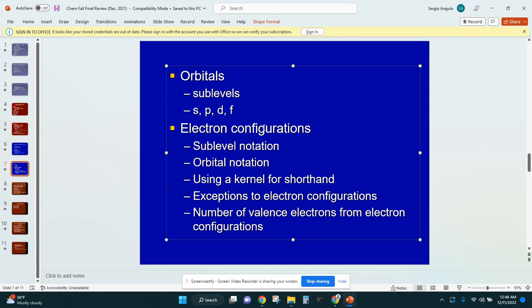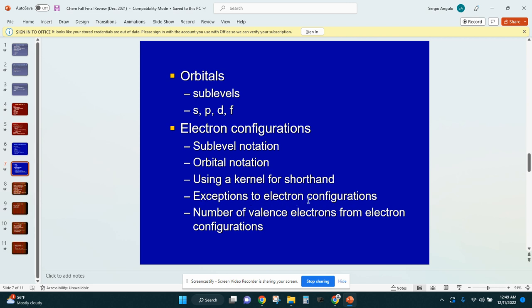So then we started writing electron configurations, and we wrote them in sublevel notation or orbital notation. That's that whole 1s2, 2s2, 2p6, 3s2, 3p6, all that stuff. And you can write the whole thing, or you can do a shorthand using a kernel. Remember, the kernels are when we use noble gas electron configurations to kind of shorten how long our electron configurations are. We just say, all right, this part is just this noble gas, and then we just add on to it.